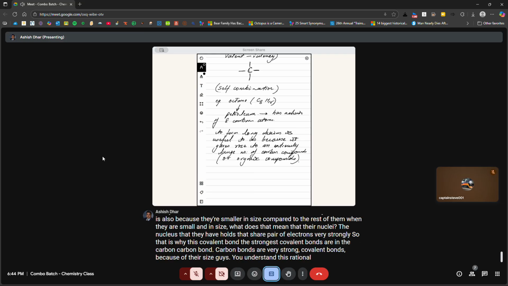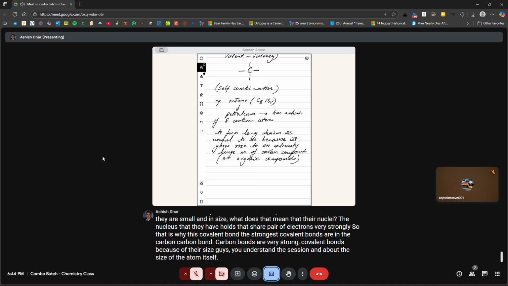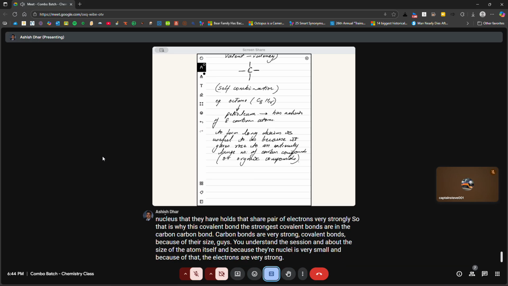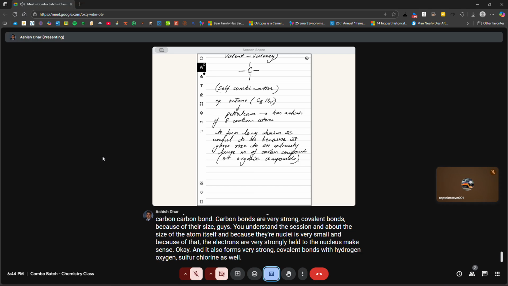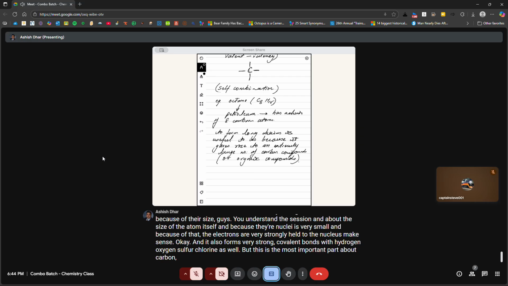Guys, you understand this rationale about the size of the atom itself, and because their nucleus is very small, the electrons are very strongly held to the nucleus. Make sense? All right. It also forms very strong covalent bonds with hydrogen, oxygen, sulfur, chlorine as well. But this is the most important part about carbon atom.